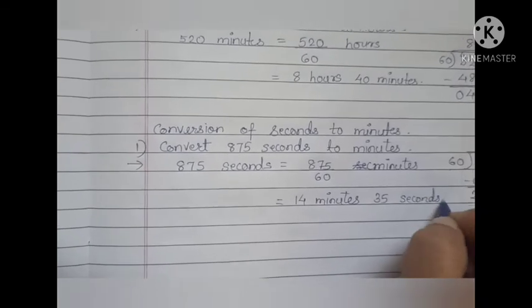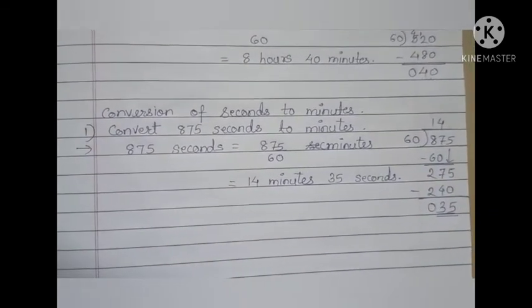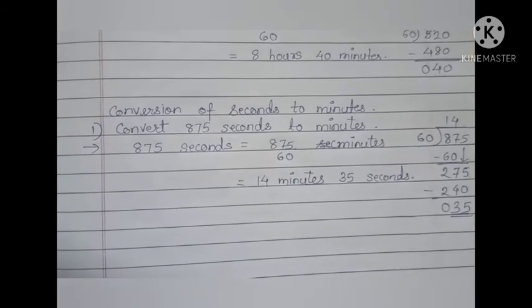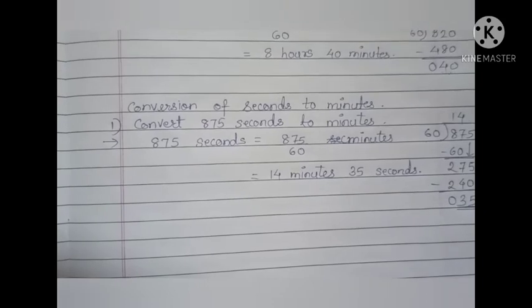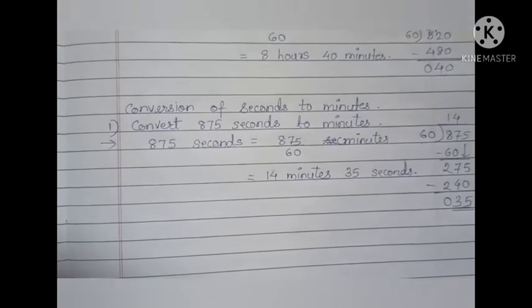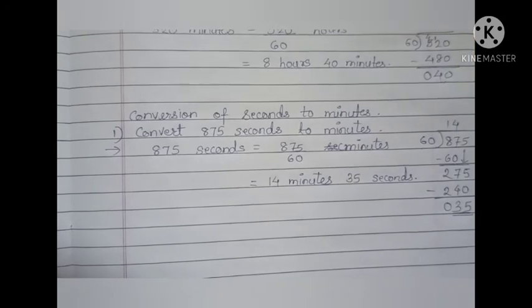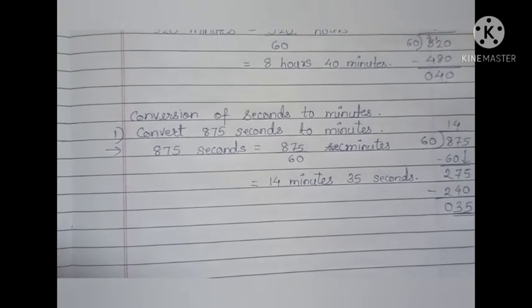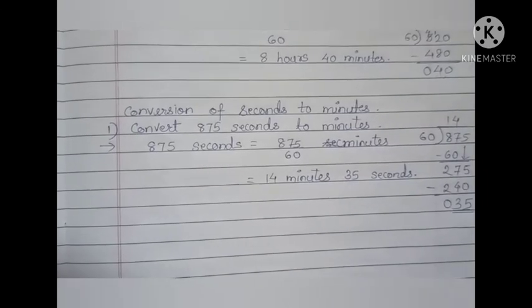So similarly, in the same manner, you can solve the exercise number 4, which is given in the textbook. In that exercise, the questions are convert into minutes, convert into seconds, convert into hours and minutes, convert into minutes and seconds. Both conversion from bigger unit to smaller unit and smaller unit to bigger unit is given in the exercise.